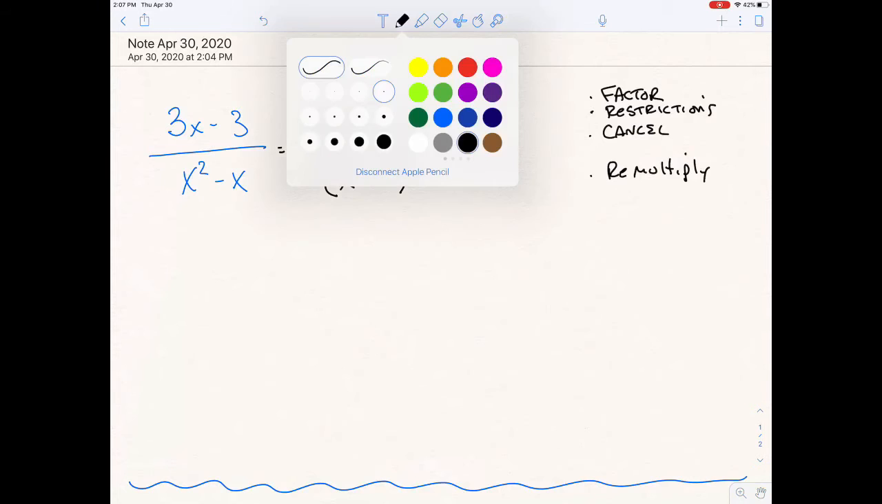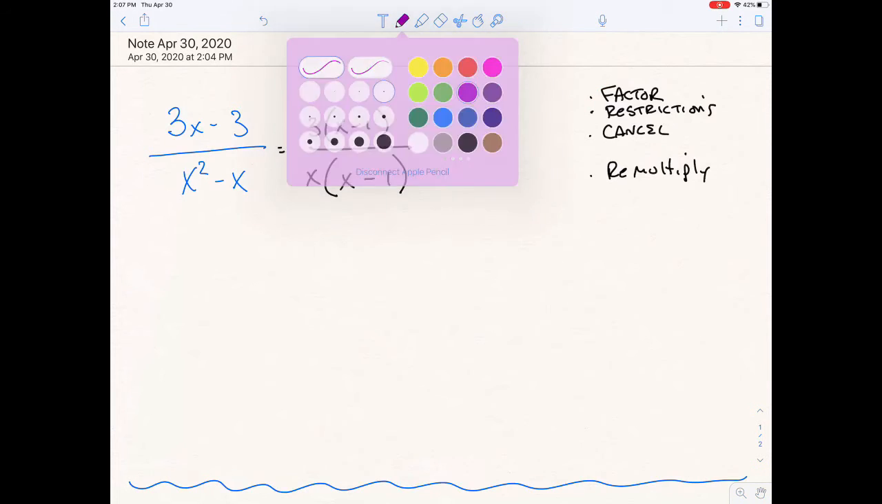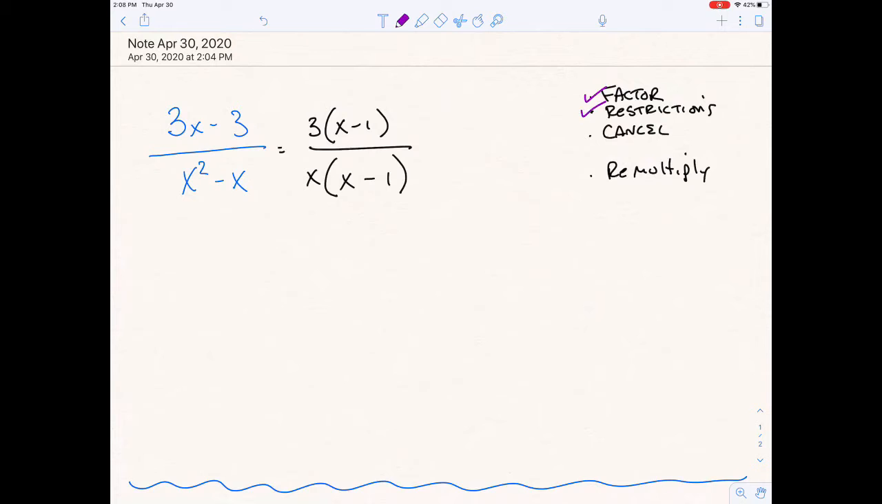Now, the good news here, I'm going to use red to do any canceling. The good news here is that we're ready to do some canceling, but let's stick to our order. Let's stick to my coloring as well. We just factored. Now let's deal with restrictions.